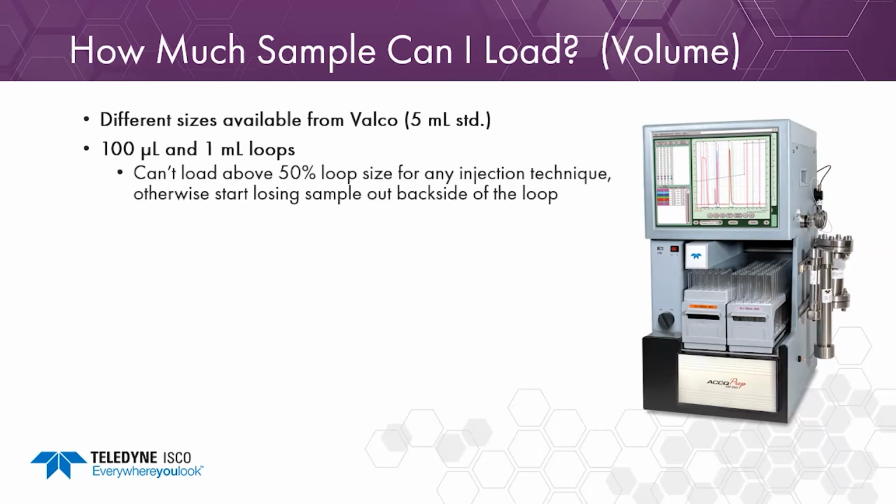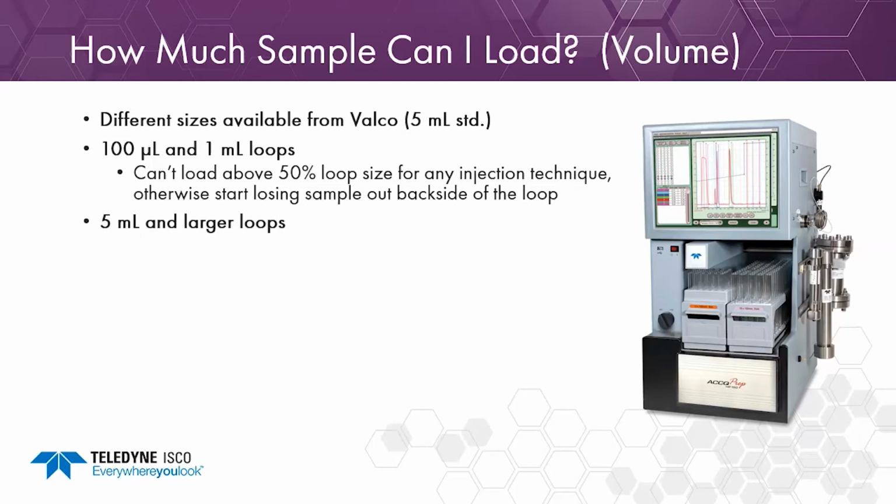And with these smaller loops, you can't load above 50% of the loop size using manual injection, using the auto injector, because you're going to start to lose sample out the backside of the loop because you get a laminar flow profile. So you can't go above 50% of the loop size. If I have a 1 mil loop, I can't inject more than 0.5 milliliters. 100 microliter loop, I can't inject more than 50 microliters.